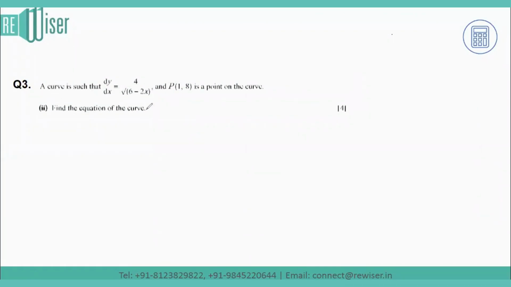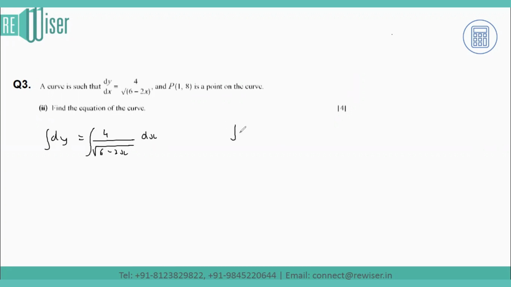Students, the gradient of a curve is given as 4 over root under 6 minus 2x. So that means we can write that dy equals 4 over root under 6 minus 2x into dx. So to integrate this, to get the equation of the curve, we need to integrate both sides.